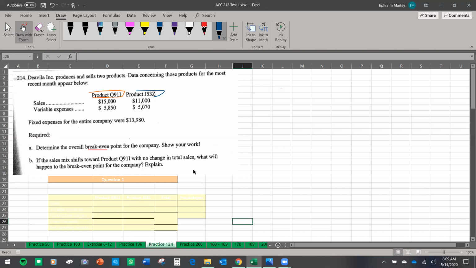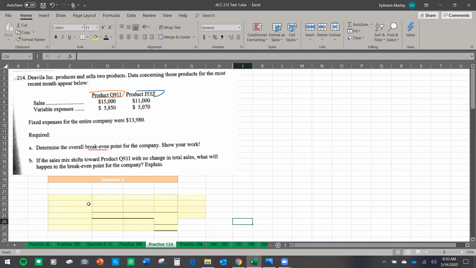So in order to find the break-even point for the total company, we need to add these two products together, because it's company-wide. If we were to find break-even for only this one, then we would use only this. But because it's the total company, we need to add them together. So I've done what I call a schedule for you to see how that works. You can go ahead and just add them together, but let me do a schedule so you will see how these two work.